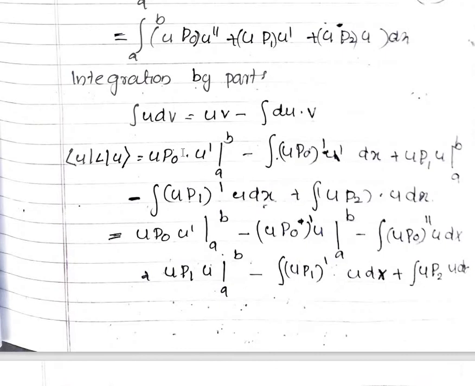So when we integrate it once again, you will get this equation: first term as such, u p0 u dash between the limit a and b. Second function, this is a dash term. Now we will integrate this equation. You will get first function into integral of the second. When you integrate u dash, you will get u.